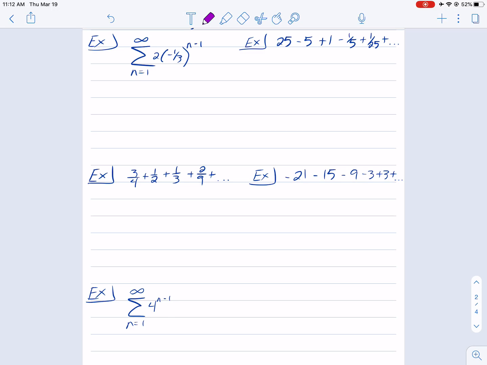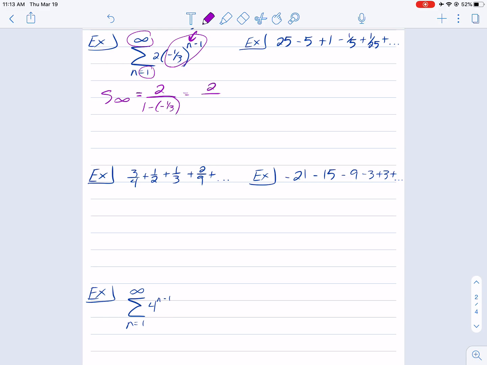Okay, so for this first example, hopefully you see in sigma notation, it's an infinite geometric series because 1 to infinity, and then it's geometric because it's 1/3 to a power. It's 1/3 to a power tells you it's geometric. So the sum of this infinite geometric series would be the first term, which we get from plugging 1 in right here. 1 minus 1 is 0. Anything to the power of 0 is 1, so we get 2 for our first term over 1 minus our ratio of -1/3.